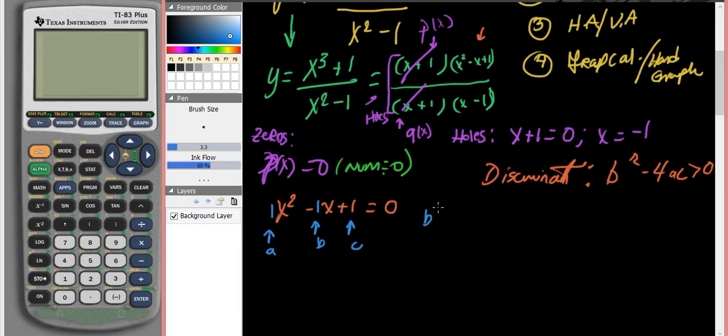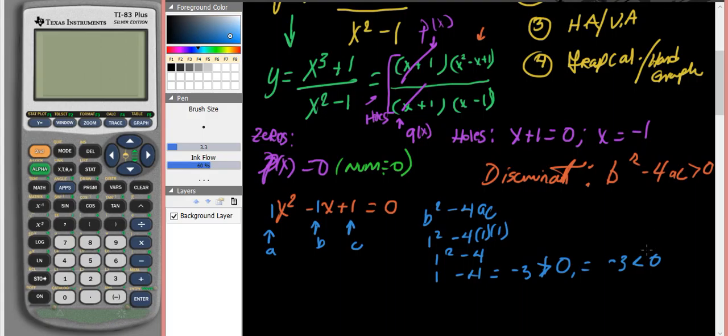We have b squared minus 4ac. So we have 1 squared minus 4 times 1 times 1. We'll get 1 squared minus 4, which will be 1 minus 4, which will be equal to negative 3, which is not greater than 0, because negative 3 is less than 0.